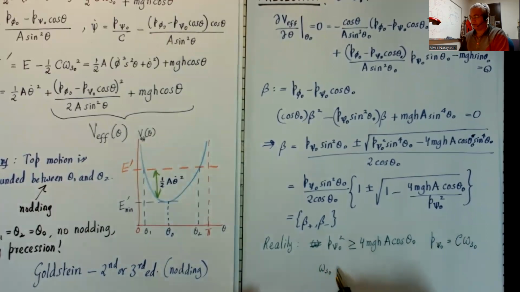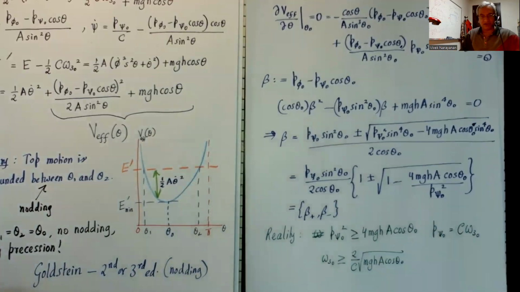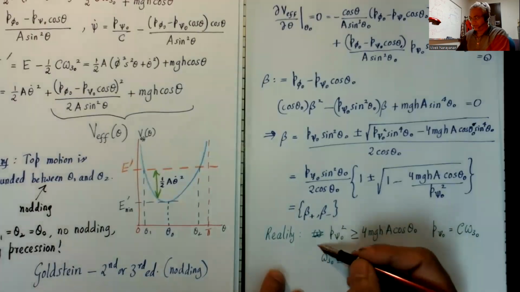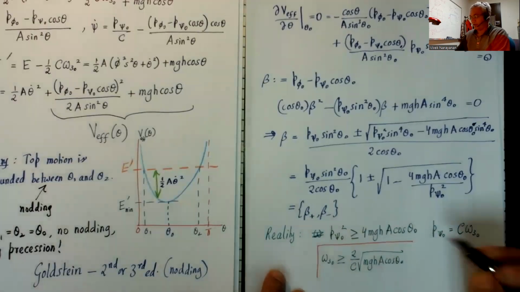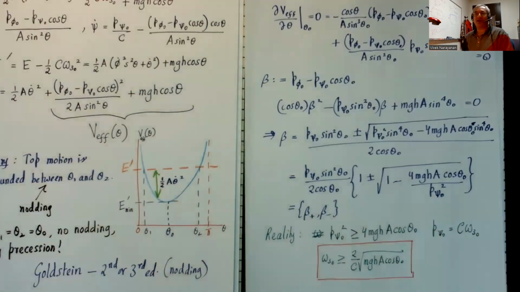So omega 3 naught must be bigger than or equal to taking the square root of everything. So 2 over c root mgh a cosine theta naught. That's absolutely staggering. It tells you that if you're not moving faster than this, you will not precess. Now, many of you are probably aware that the Earth precesses about its axis once every 26,000 years. That's called the Mayan Great Year.